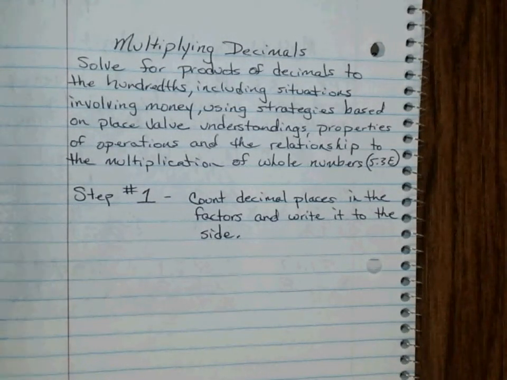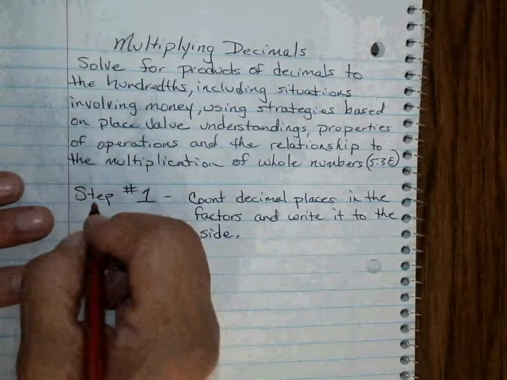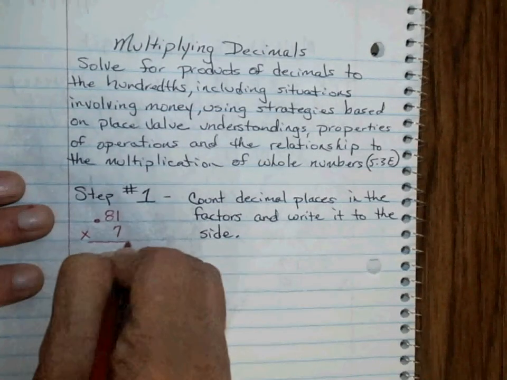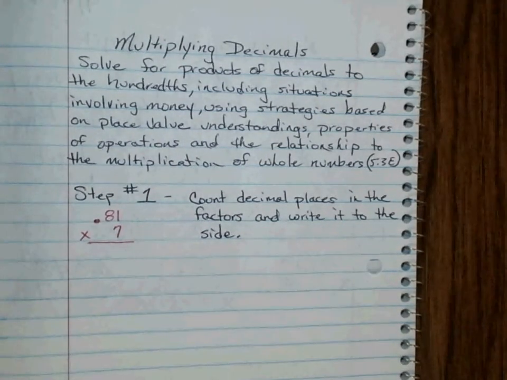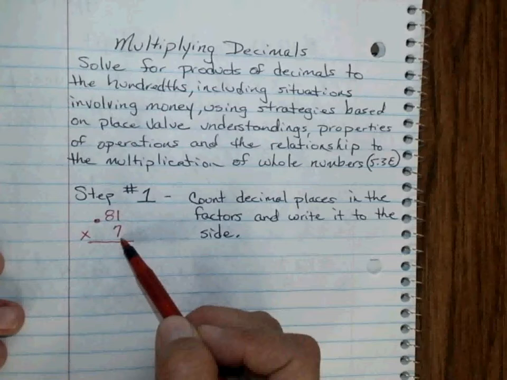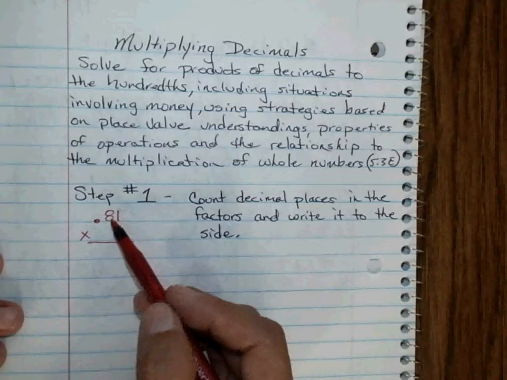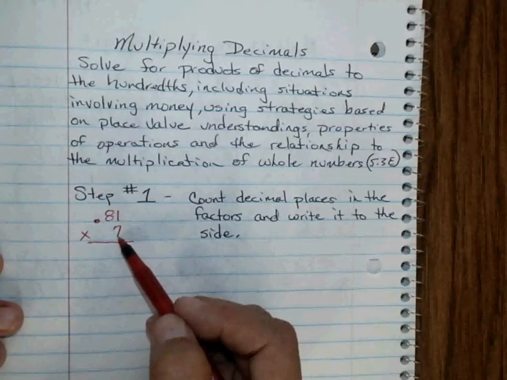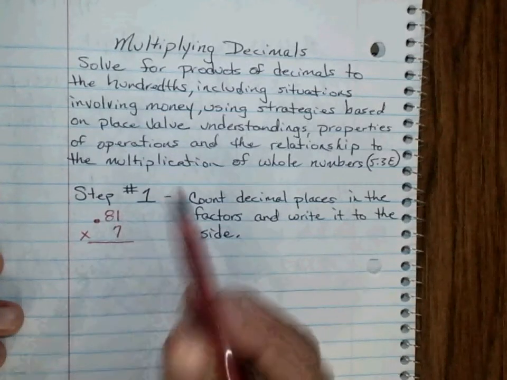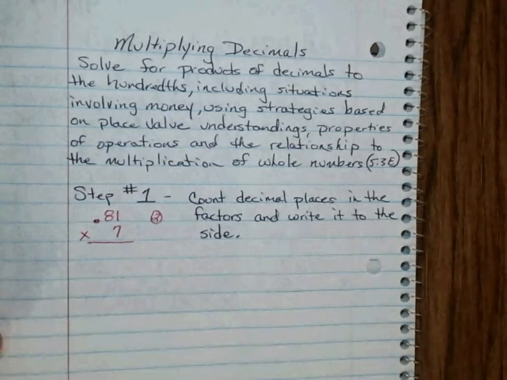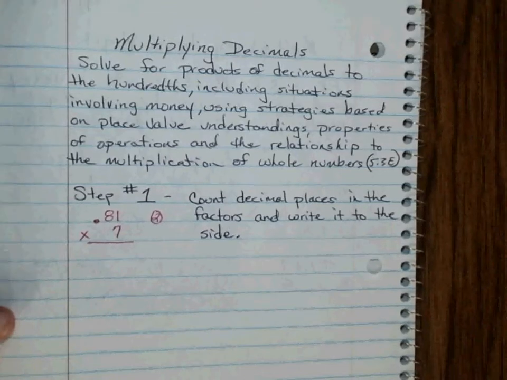So let's say my problem is 81 hundredths times 7. Okay? 81 hundredths times 7. So my first step tells me that I'm going to count the decimal places in the factors. Well, my two factors are 81/100ths and 7, right? So how many decimal places do I have? Up here in 81/100ths, how many do I have? 1, 2. 2 decimal places in this factor. Are there any decimal places in the 7? No, there are not. So we have 2 decimal places in 81/100ths. So I'm going to write 2 over here, just so that I remember how many decimal places I have. This is going to be very important at the end of our problem.